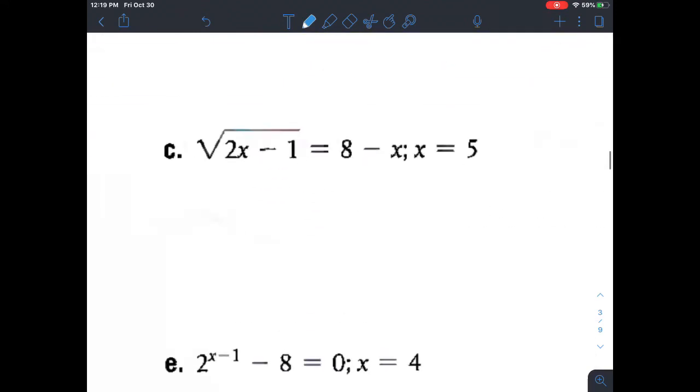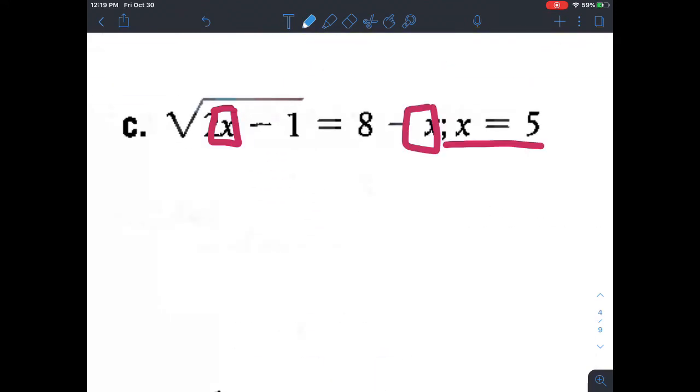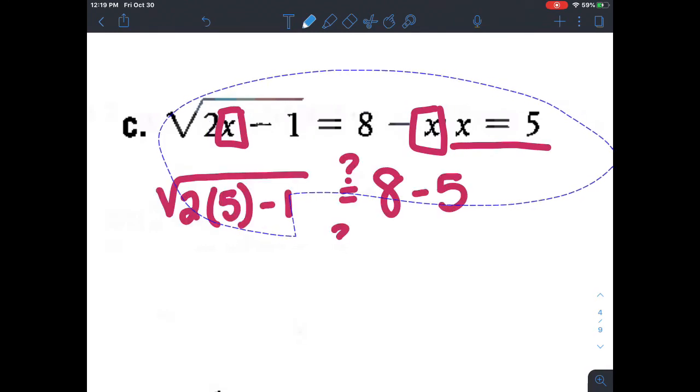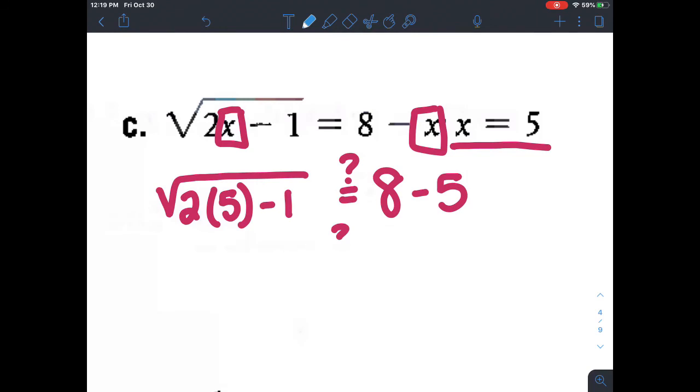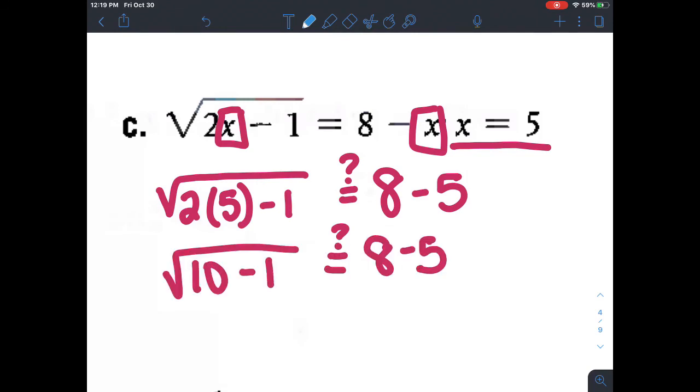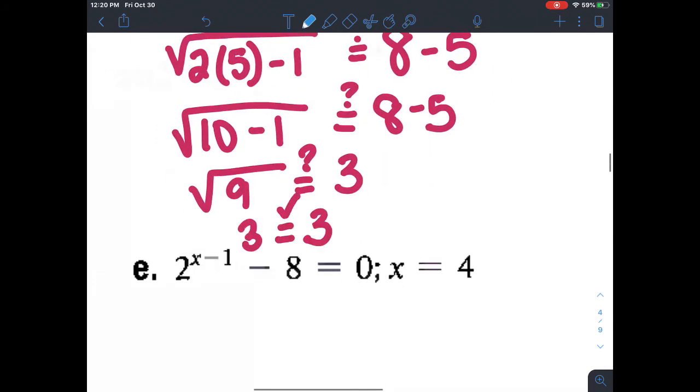Part C. Plug in 5 for x. This one we have 5 in 2 different places. So I'll plug in 5 for x and then verify if it's a solution. So I'm going to evaluate both sides of the equal sign. And yes, 3 does equal 3. You're going to do the same thing for D and E. I'm not actually going to go through them with you because I think you should be able to do them on your own.